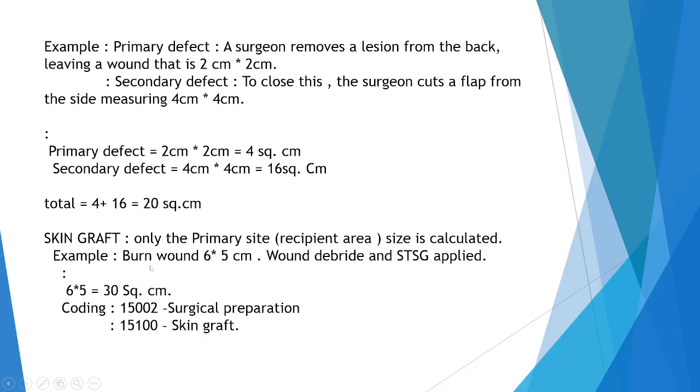For example, burn wound is 6 into 5 centimeter, wound is debrided and split thickness skin graft is applied. Here, the burn wound area is 30 square centimeter. So there is a skin graft and the debridement has been done, that is wound preparation, surgical preparation, because the wound has been debrided. So we have to code two codes: the skin graft code, 15100, and the surgical preparation code, 15002.